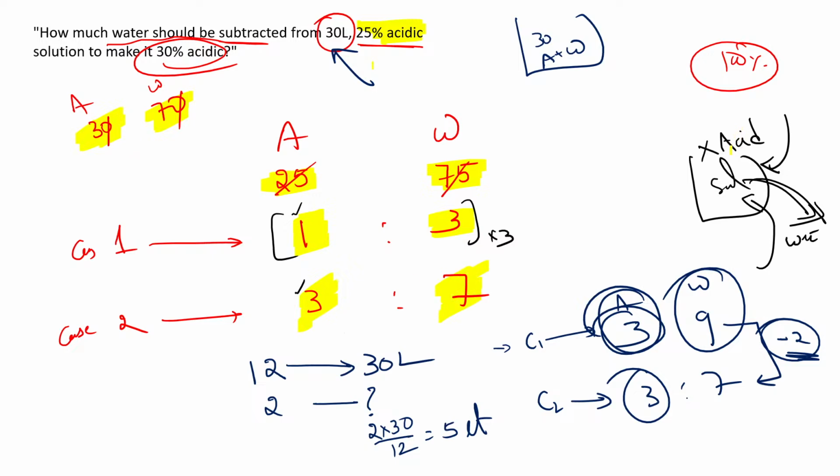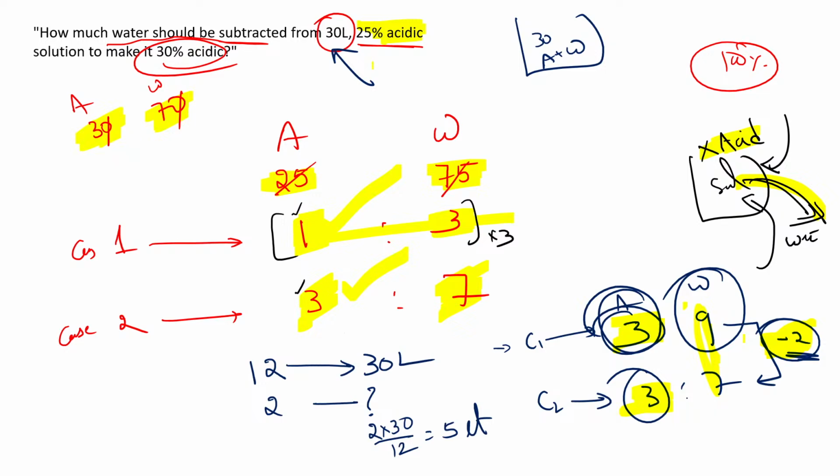As you can see, we are removing the water but we are not touching the acid. So whatever acid is here, the same acid should be here. That's why we are making sure both of them have the same integer value. So I am multiplying the entire ratio by 3, to make sure I have the same acid here and here. So the ratio is 3:9 here but 3:7 here. That means I am removing 2 units of water.